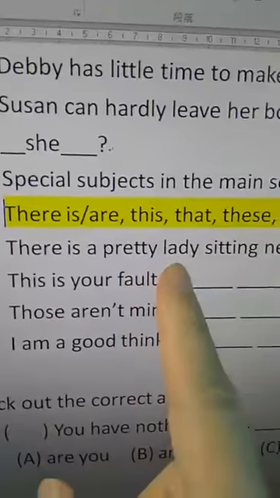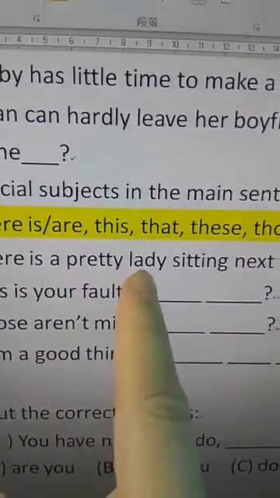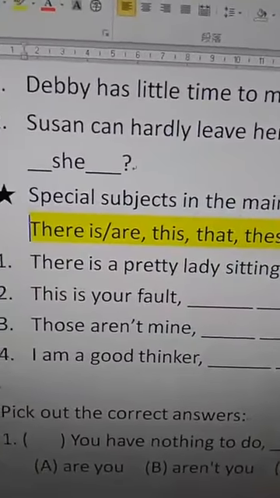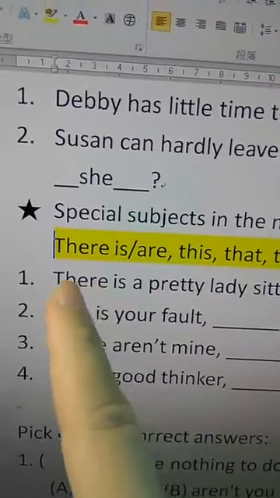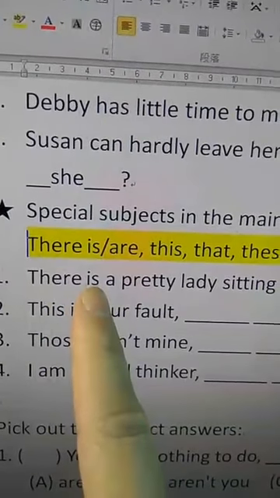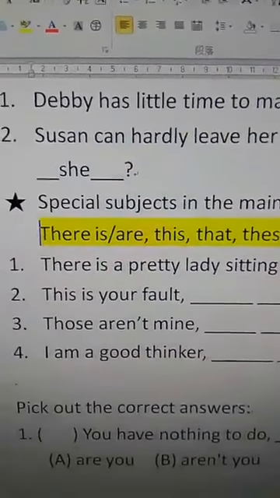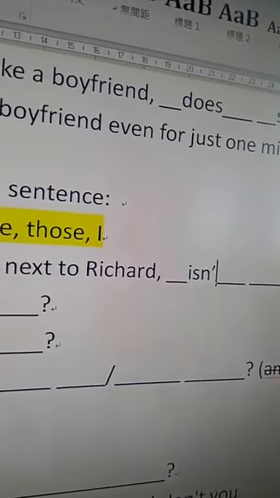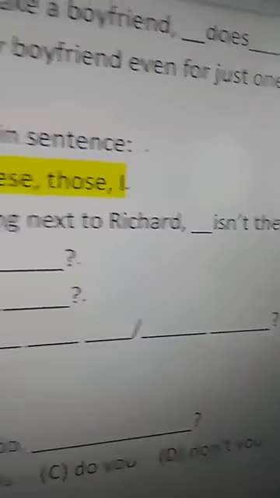There is a pretty lady sitting next to Richard. Okay, what is the tag question here? Think about it. Pay attention to the subject here. That's there is, there are, right? So the answer is, and we see the verb here, so the answer is isn't there, right? Isn't there. Okay, that's the answer.